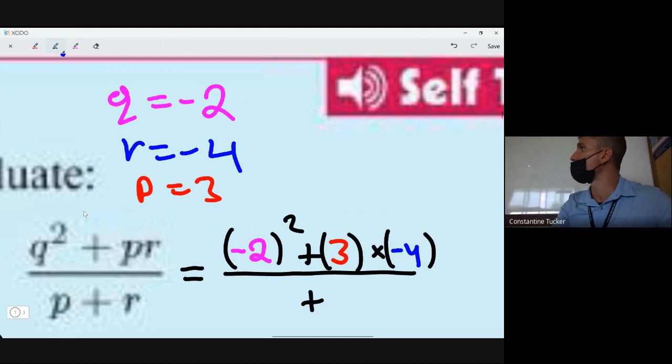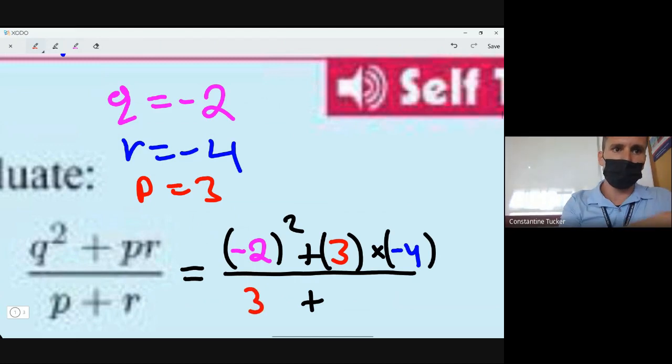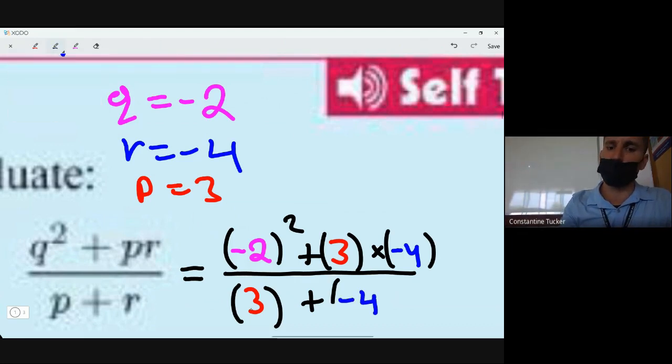And now underneath, what is P plus R? P is 3, plus R is -4. Excellent. Plus -4. Now I'm putting brackets everywhere. You'll see why I'm doing that in a bit. Okay. Now before we move on, I have to say something really, really important.